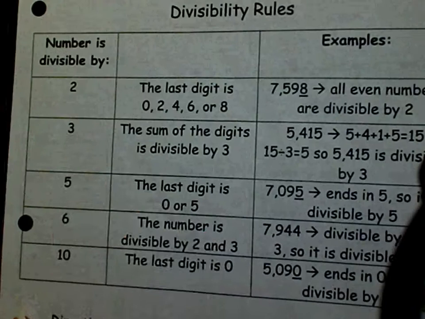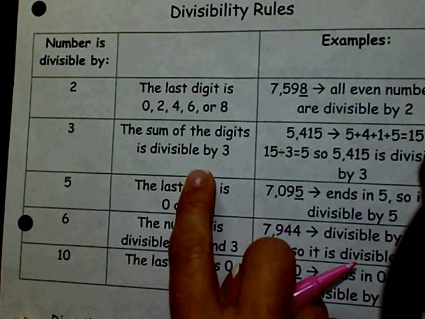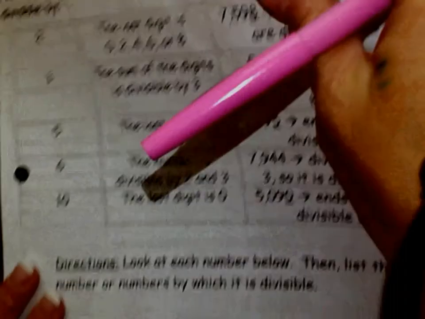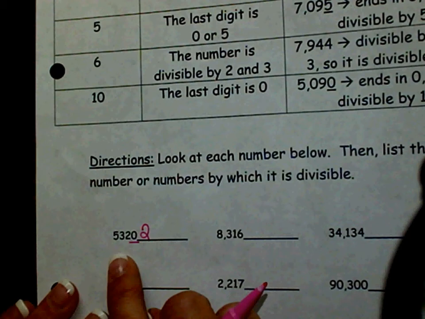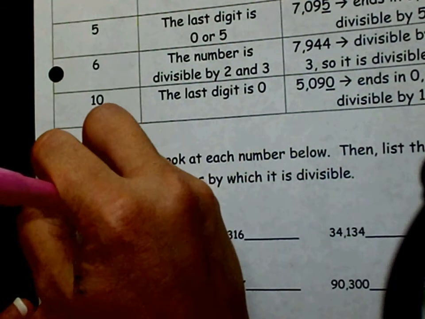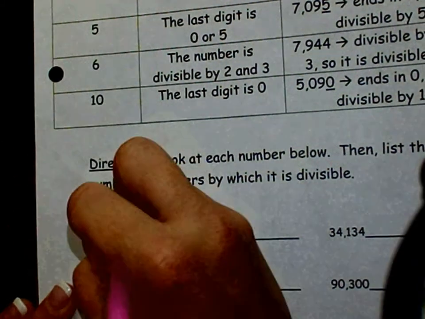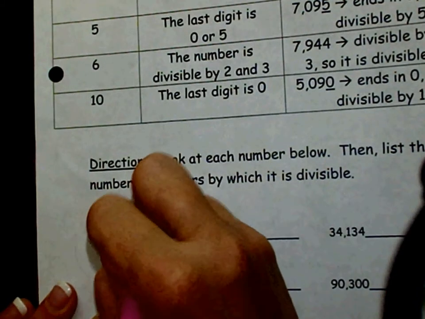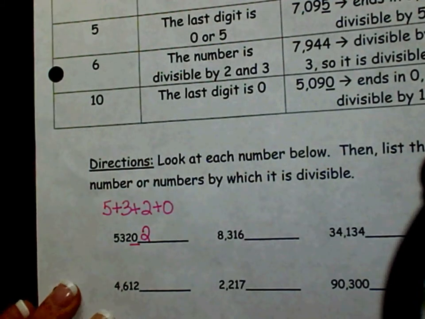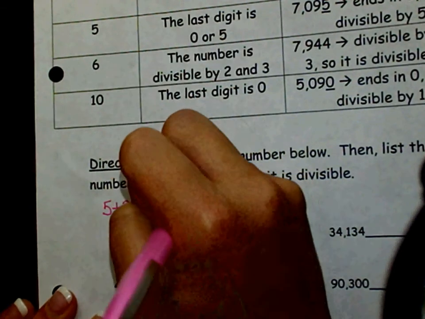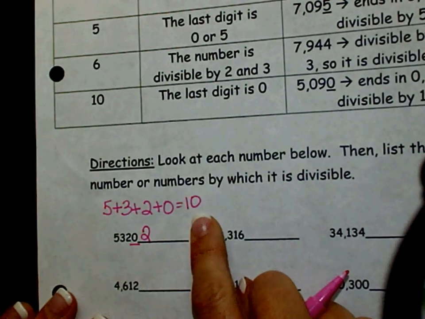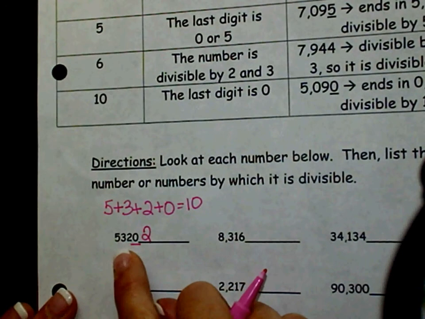Let's look at 3. 3 says the sum of the digits is divisible by 3. Well, what do they mean by that? Let's go back down to our example, 5,320. The sum of the digits, they want us to take these digits and spread them out. So we'll take the 5, plus 3, plus 2, plus 0. You spread them out and add them. 5 plus 3 is 8, plus 2 is 10, plus 0 is still 10. Is 10 divisible by 3, or can you divide that up evenly by 3? No. That means that this number, 5,320, is not divisible by 3.